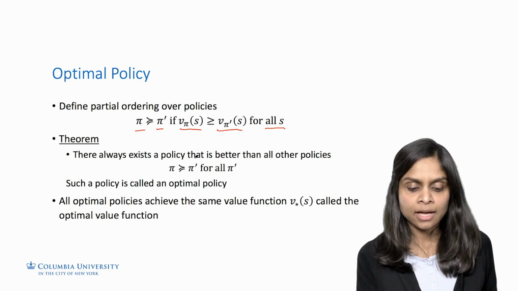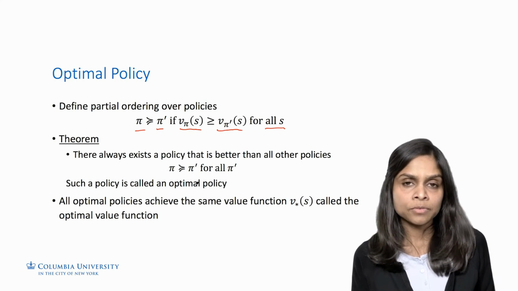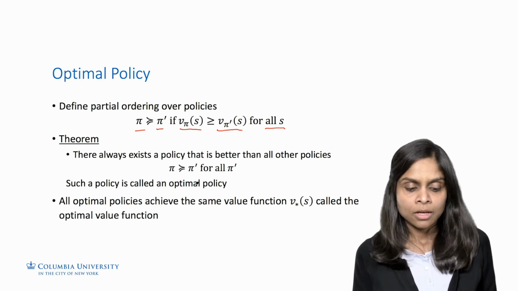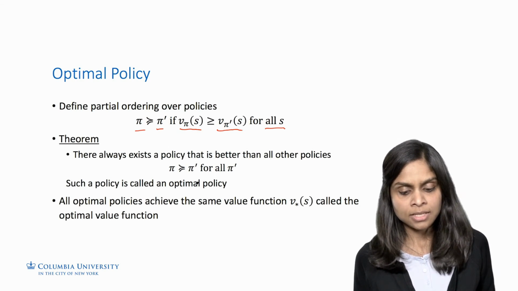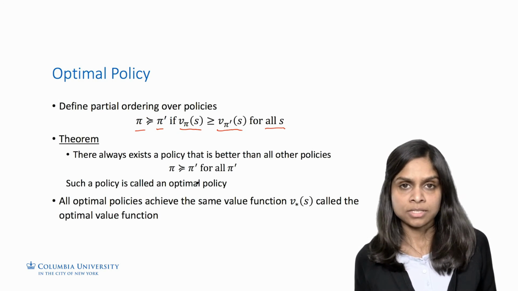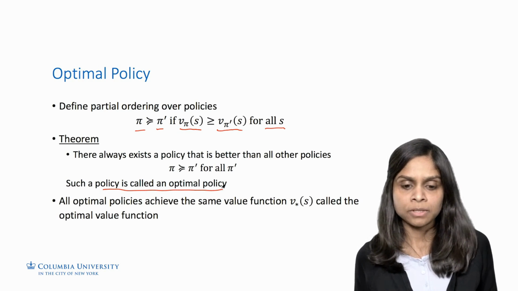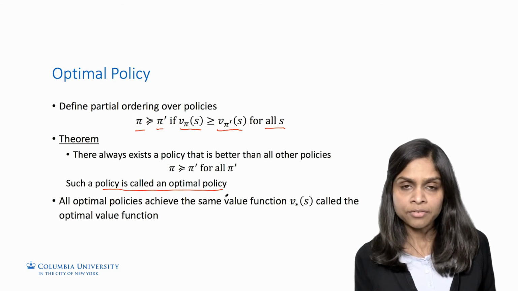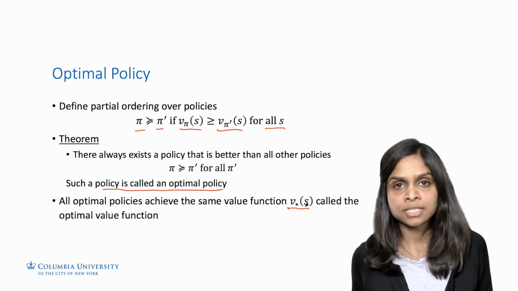And you can imagine that in this partial ordering, two different policies may not always be comparable, because each of the policies achieves a better value for one starting state than the other. A useful fact known about MDPs is that in fact there always exists a policy that is at least as good as any other policy in this partial order. We'll call such a policy an optimal policy. This policy achieves at least as good a value function for every state as any other policy, and the value function of this policy will be called the optimal value function and denoted by V star.